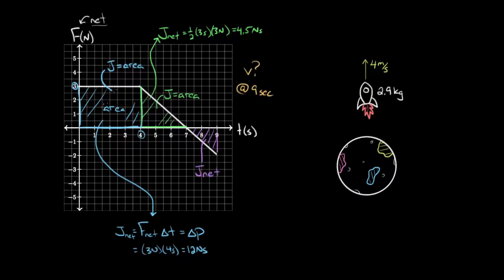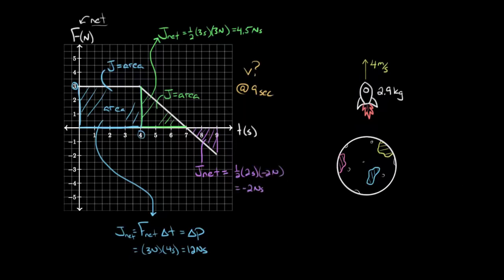So when the area lies above the time axis, it counts as a positive impulse, and when the area lies below the time axis, it counts as a negative net impulse. So how much negative net impulse? We still find the area. The area of a triangle, again, is going to be 1/2. The base this time is 2 seconds, and the height is -2 newtons, which gives us a net impulse of -2 newton seconds.